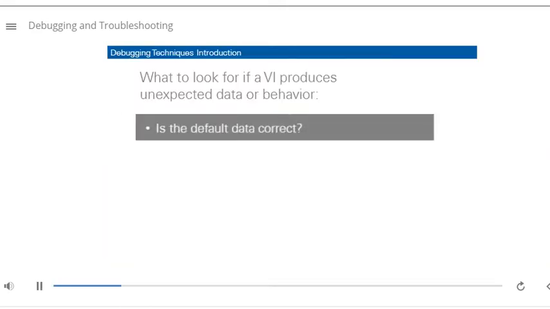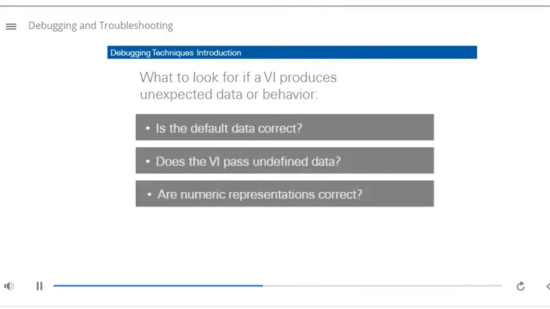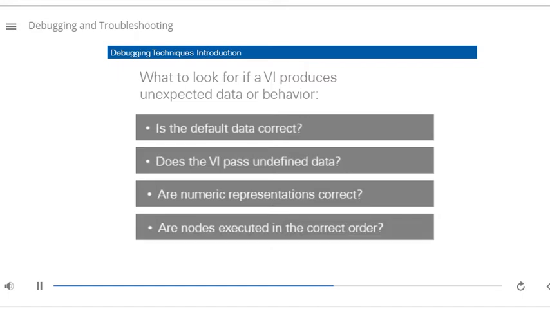Sometimes a VI is not broken and runs, but produces unexpected or incorrect data or behavior. Then you need different debugging tools and techniques to identify and correct the logic problems.